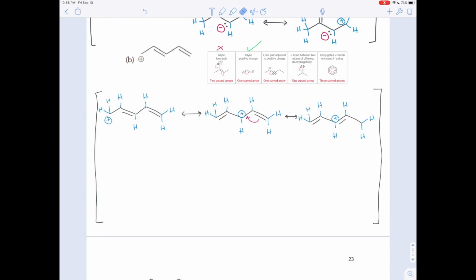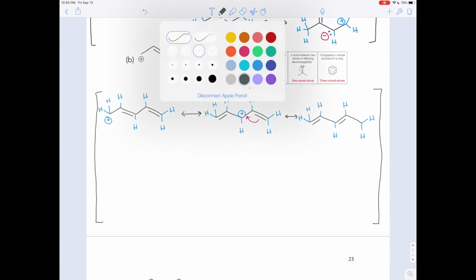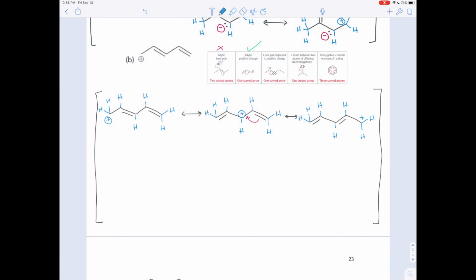If you calculate the formal charges here, you'll see that this carbon no longer has a positive charge, and the carbon at the far right does have a positive charge.